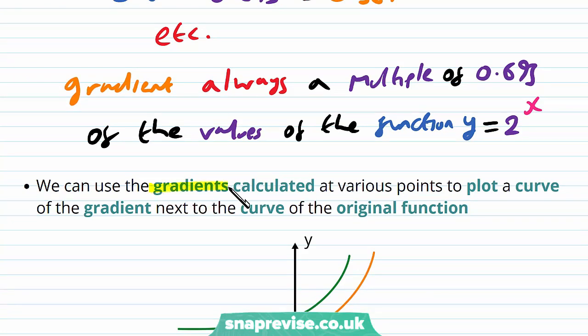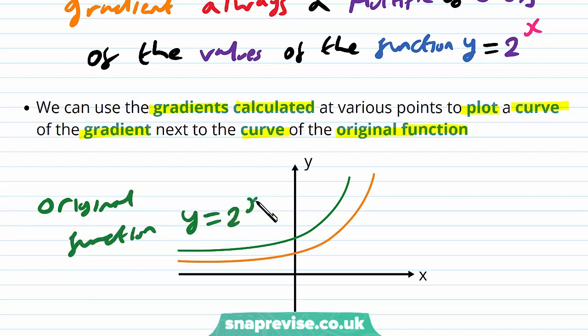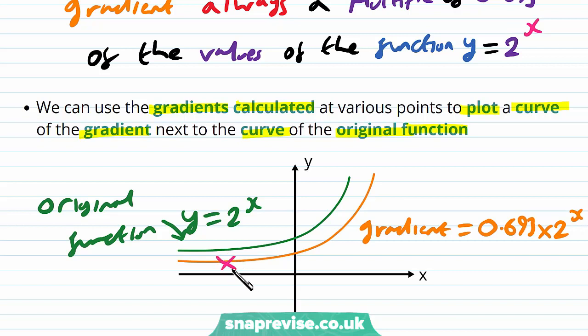We can use the gradient calculated at various points to plot a curve of the gradient next to the curve of the original function. We can take our original function, which is in this case y equals 2 to the x, and then we can examine the gradient, which everywhere is given by 0.693 times 2 to the x. And this follows suit with the points we calculated for our x values between minus 2 and 3 above.